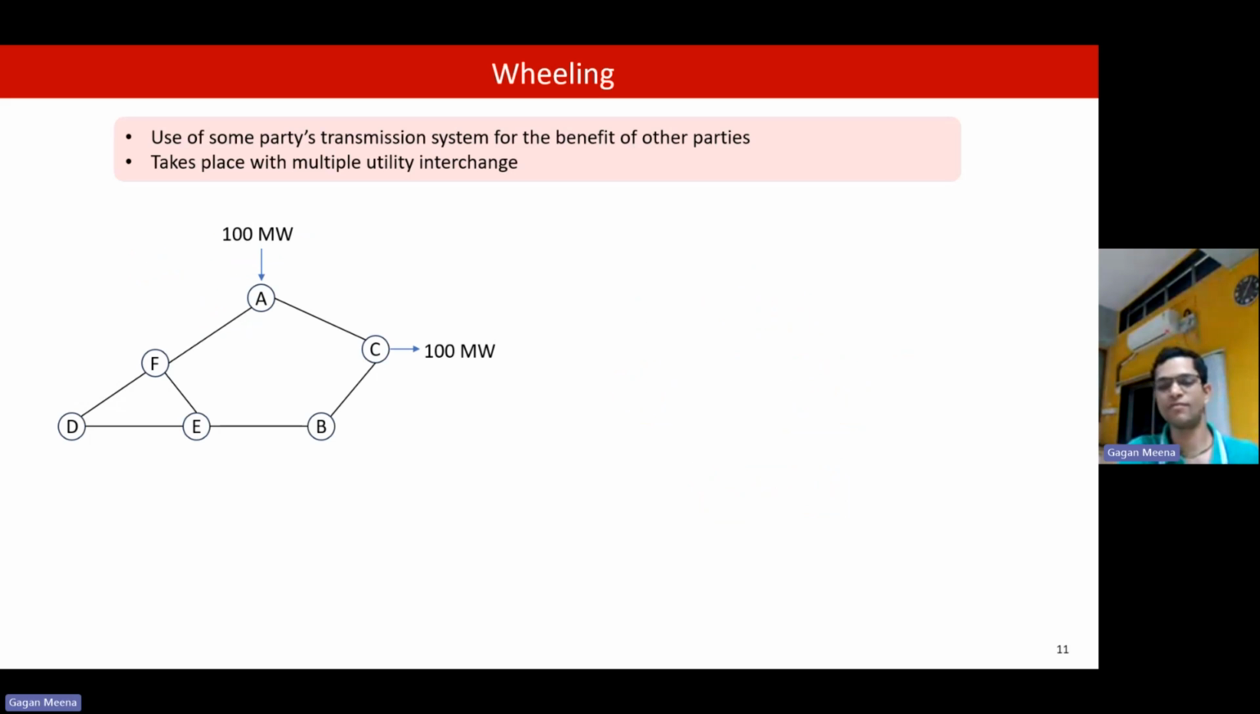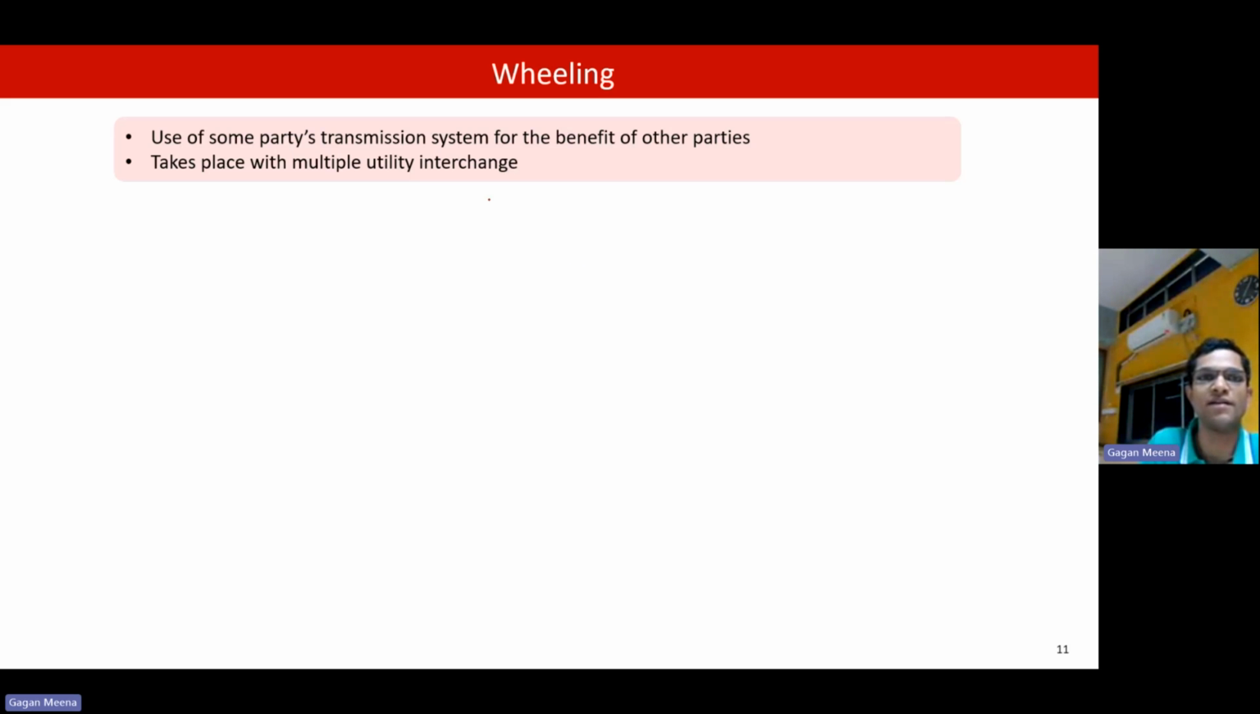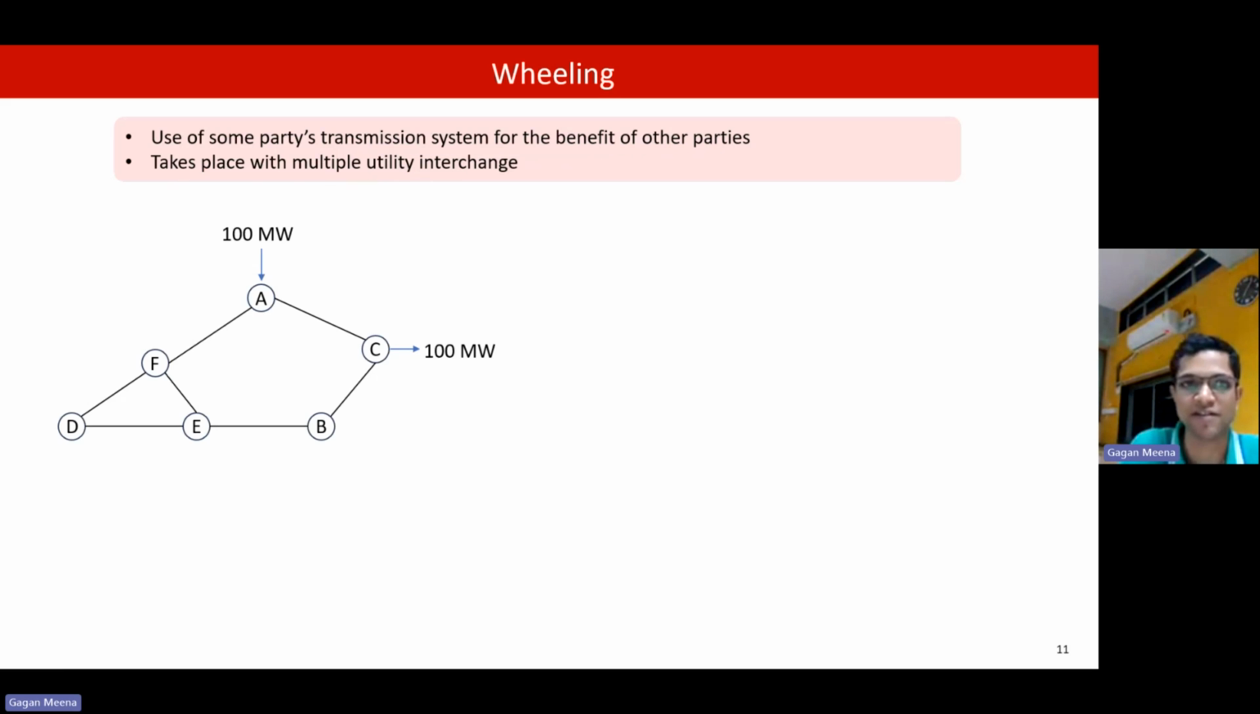Now, the next concept is when there are multiple entities, multiple utility transactions. In that case, the concept of wheeling comes into the picture. In simple words, it is the use of some party's transmission line for the benefit of other parties. The use of someone's transmission asset for supplying demand. That is wheeling of power. It takes place when there are multiple utility interchanges.